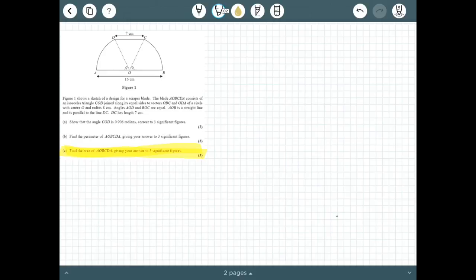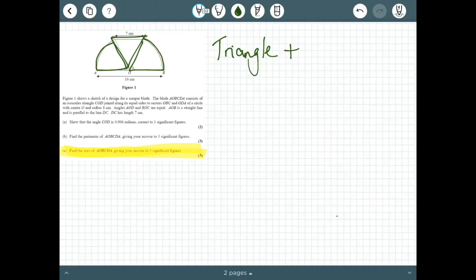Okay, so for part C, we're now trying to find the area. If you look at the information that we've been given, we need to find the area of a triangle here. So that's the area of the triangle, and then add that to the area of these sectors. As we said beforehand, these two sectors are the same, so it's just the triangle plus twice the sector.